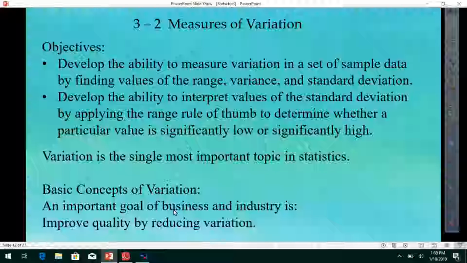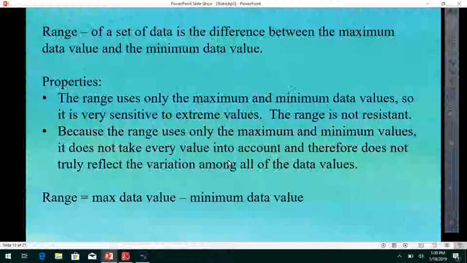Variation is the single most important topic in statistics. Basic concept of variation: an important goal of business and industry is to improve quality by reducing variation. Range. The range of a set of data is the difference between the maximum data value and the minimum data value.